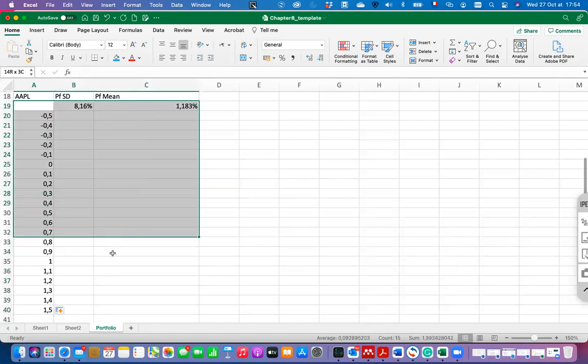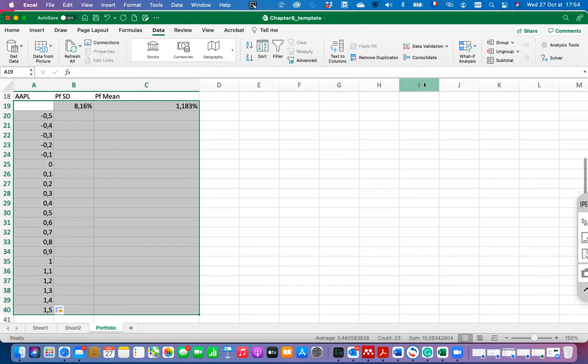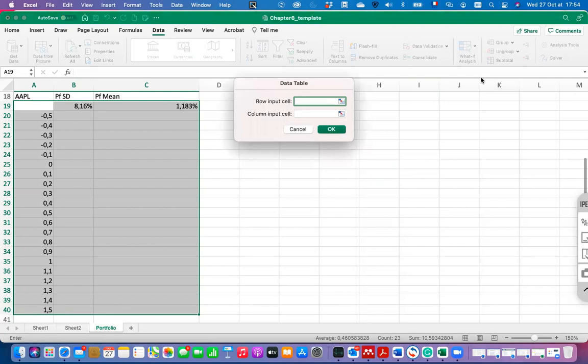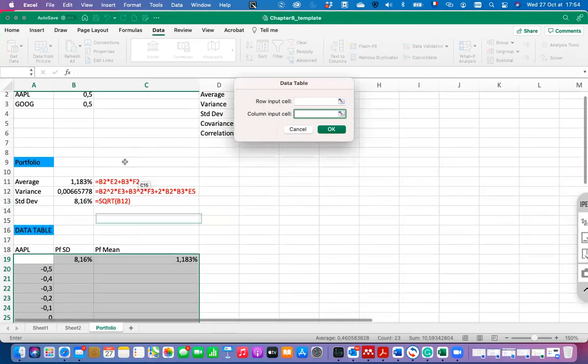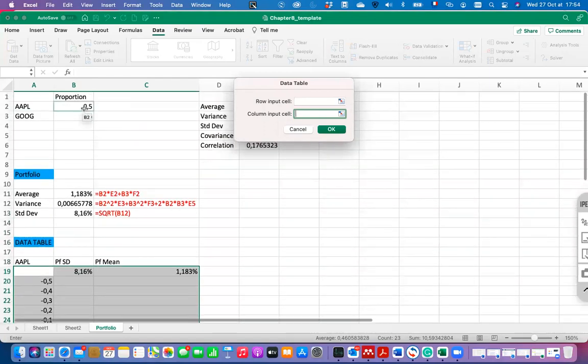Then select all the table here. Then go to Data, What-If Analysis, Data Table. Now, as you can clearly see here, we are modifying the proportion of Apple, right? This is what we keep changing. How much did we invest in Apple? We have a row input cell and a column input cell, so we'll use the column input cell, because the changes are in the Apple column. What we change is the 0.5, which we took as a starting point.